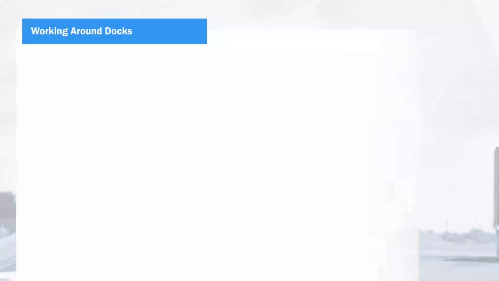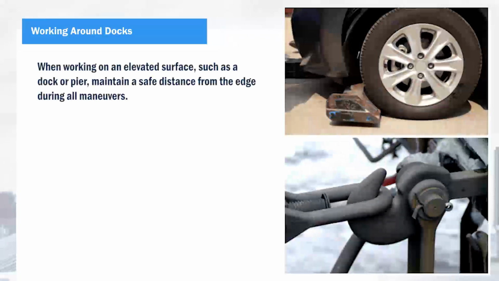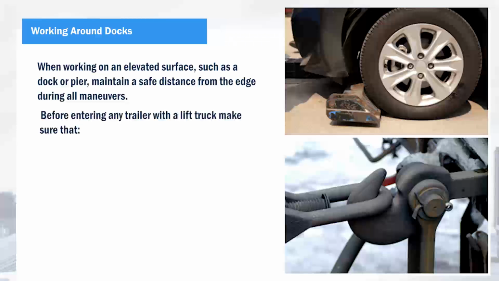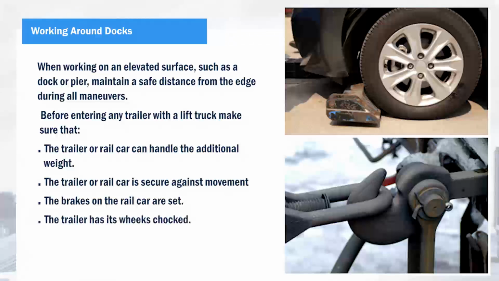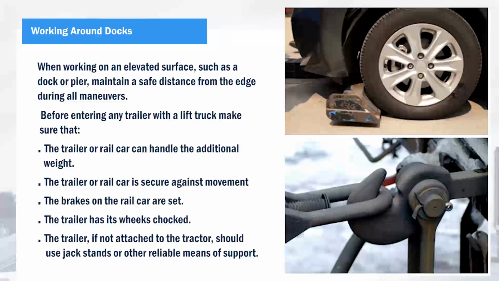Working around docks. When working on an elevated surface such as a dock or pier, maintain a safe distance from the edge during all maneuvers. Before entering any trailer with a lift truck, make sure that the trailer or rail car can handle the additional weight. The trailer or rail car is secure against movement. The brakes on the rail car are set. The trailer has its wheels chocked. The trailer, if not attached to the tractor, should use jack stands or other reliable means of support.